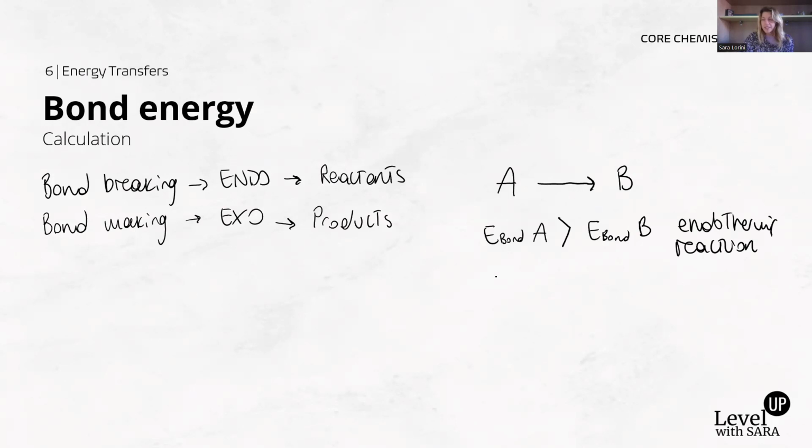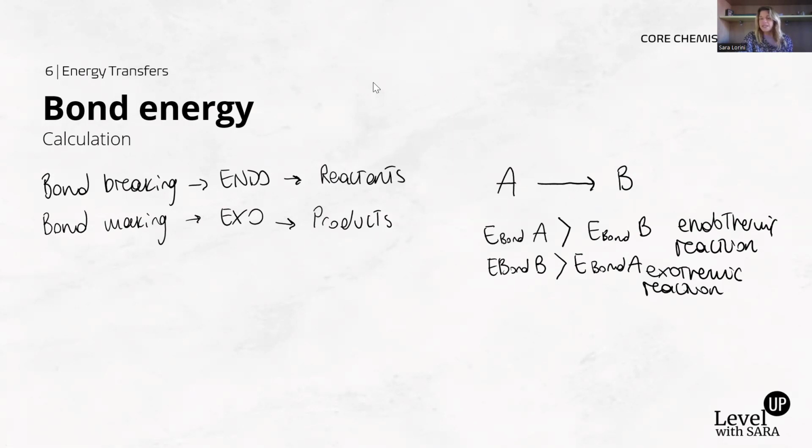And of course, the opposite: if the energy of the bond of the product is higher than the energy required to break the reactants, it is going to be an exothermic reaction. So this is actually what determines if a reaction is endothermic or exothermic.